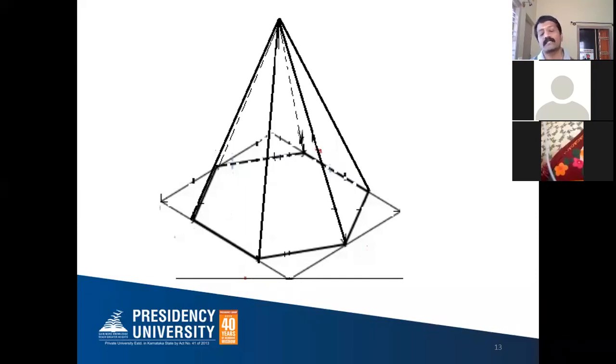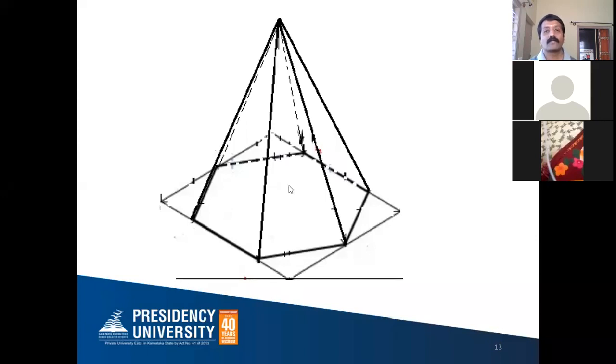So you do this at the end. Don't make the visible edges thick or dark until the last step. Once you complete the projection, only then do you do this. Until then, you need to draw all the lines as thin and light lines only. So this is your isometric version of your hexagon pyramid.